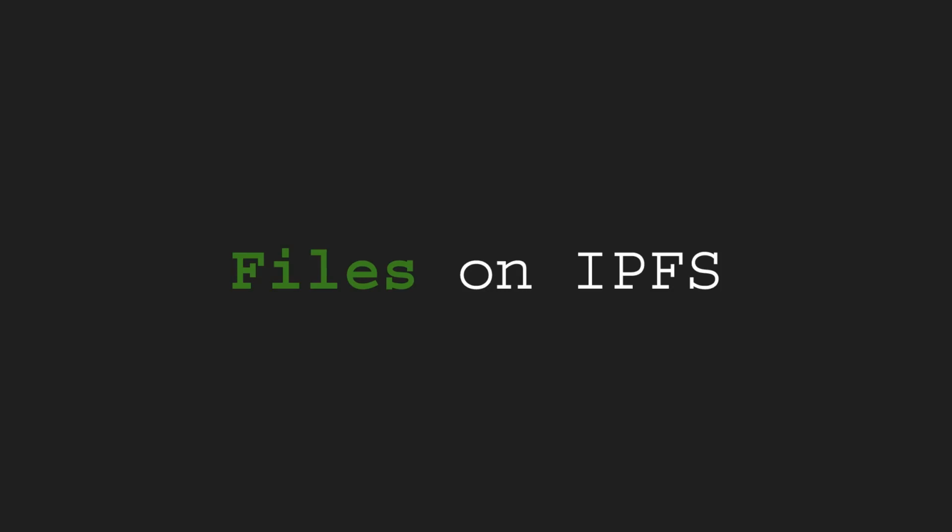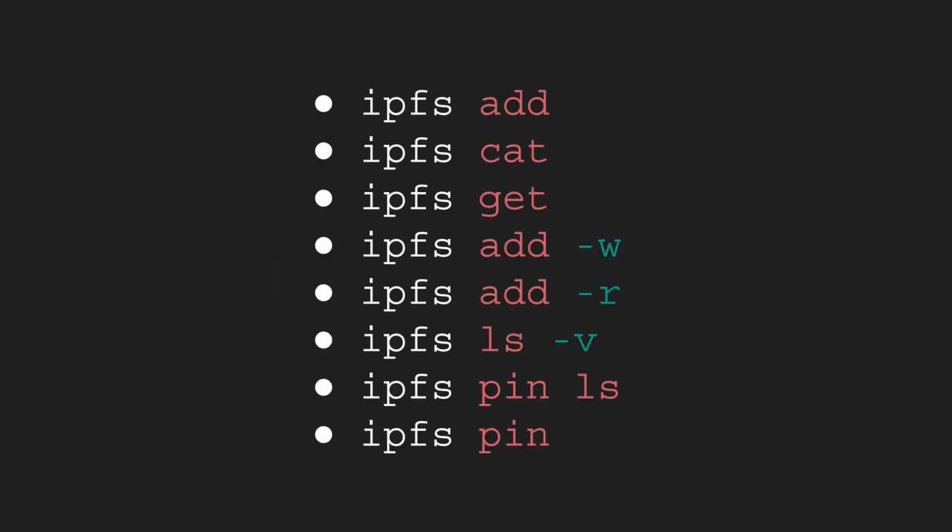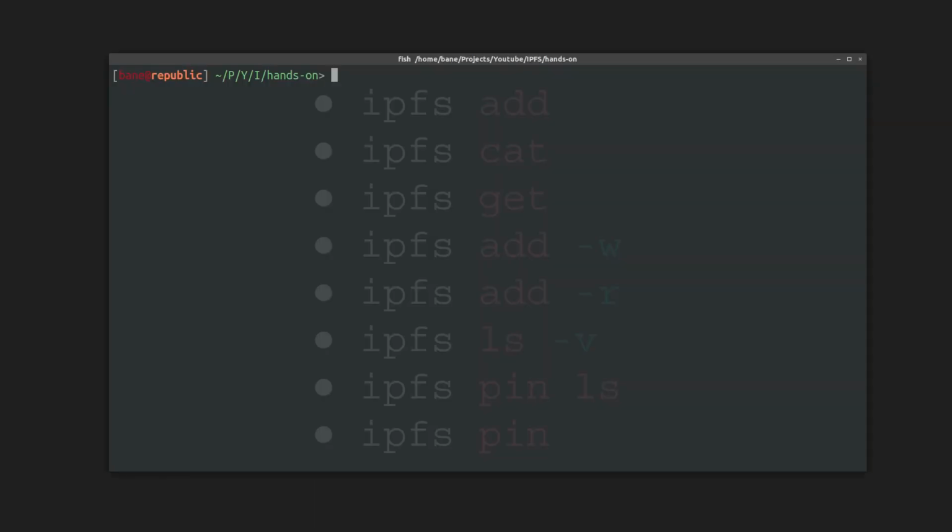We'll start by looking at files on IPFS, which is really core to the whole system. Here you can see a list of commands that have to do with IPFS files, and we'll be going over them one by one. So the first command is to add a file to our local node. We use the command IPFS add. You guys can follow along in the terminal.